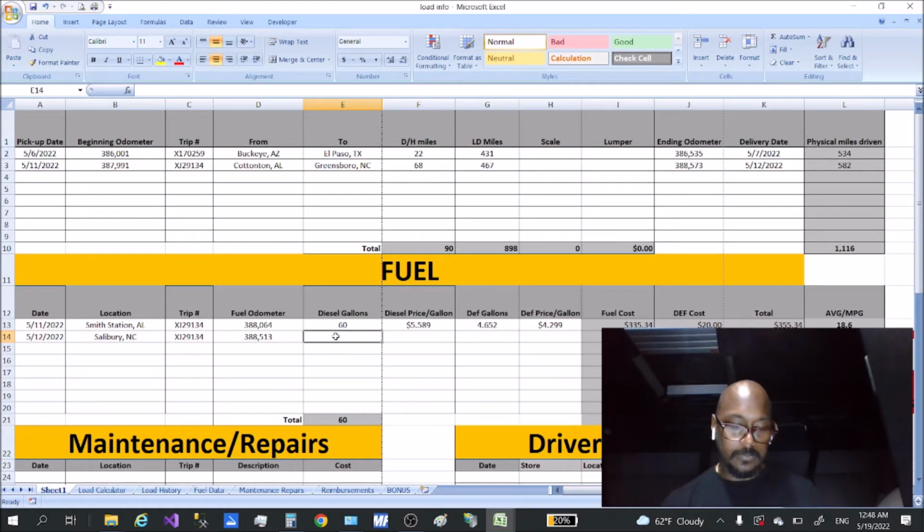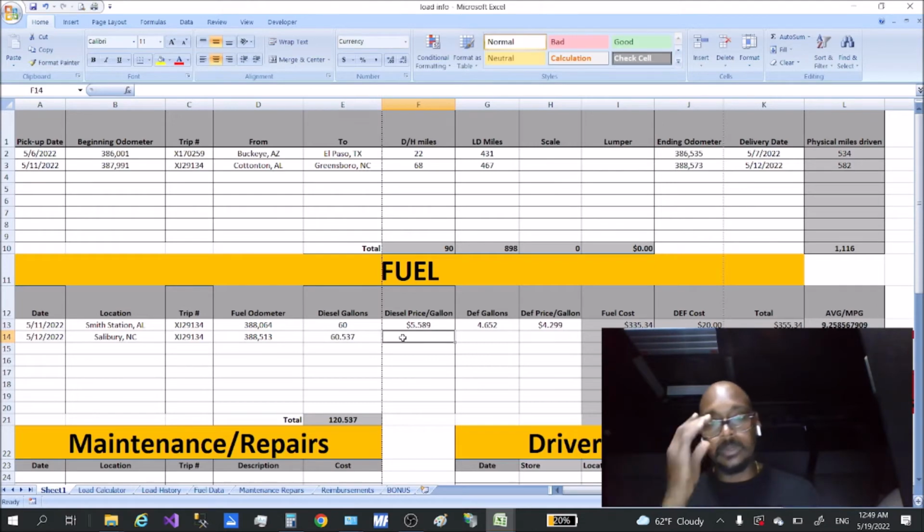I put 60 gallons, 60.537, and you need to put those 3 digits to the right of the decimal. Very important that you put those 3 digits. That way everything can calculate accordingly.